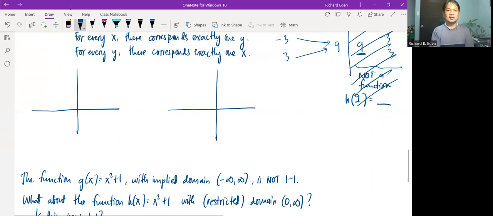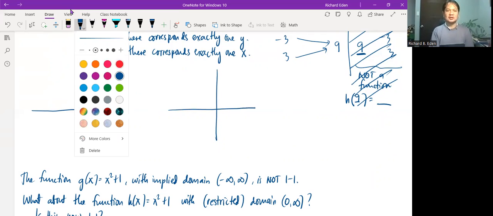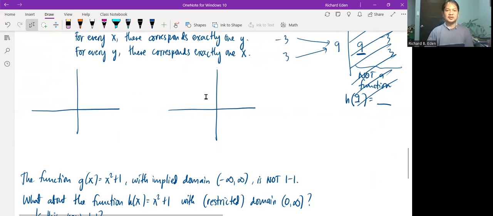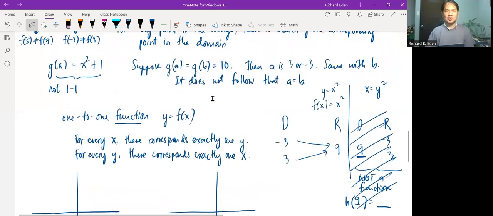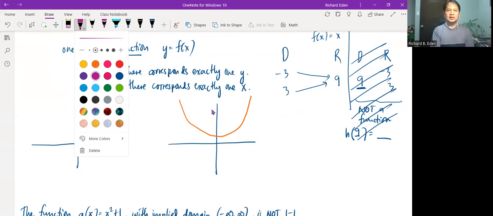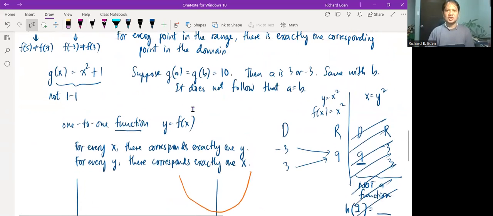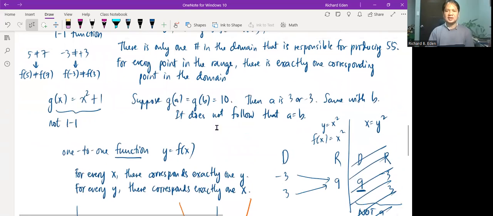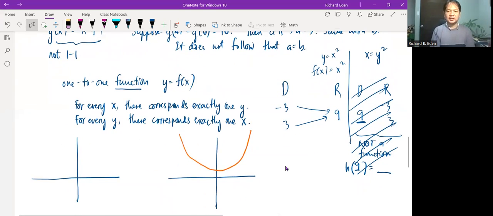All right. So kasi halimbawa, ito, meron tayong, let's say the graph looks like this. Okay, x squared plus 1. So for g of x equal to x squared plus 1, we see that for level 10, the x coordinate can be 3 or negative 3.